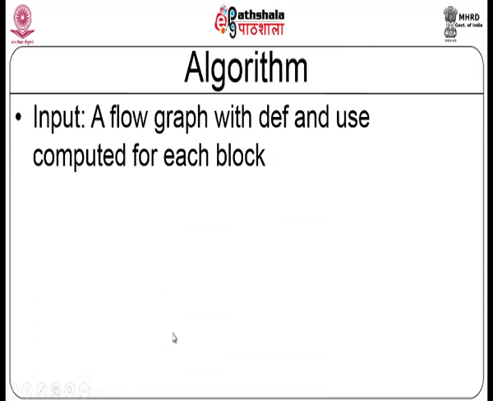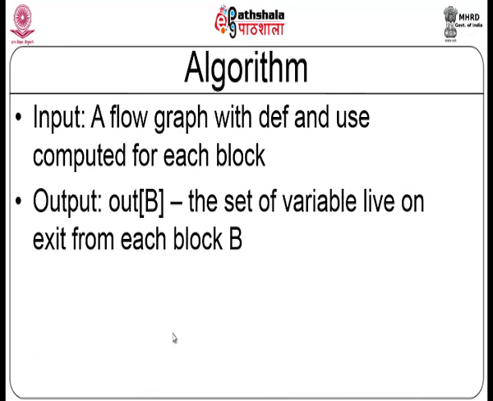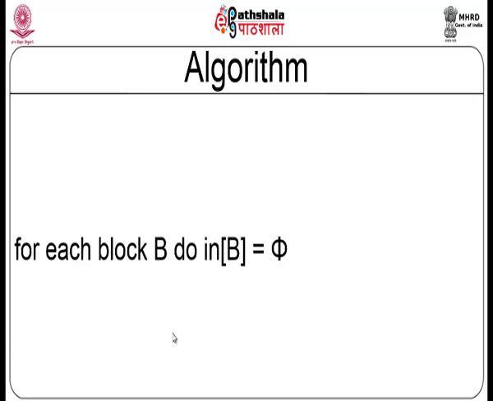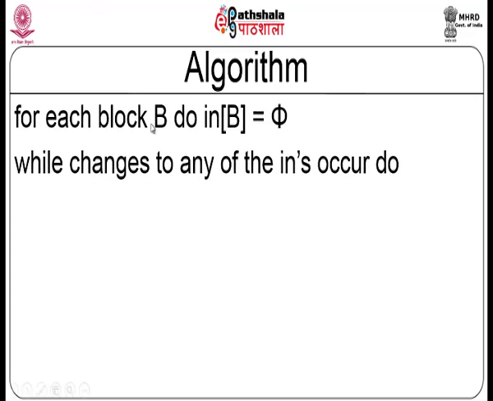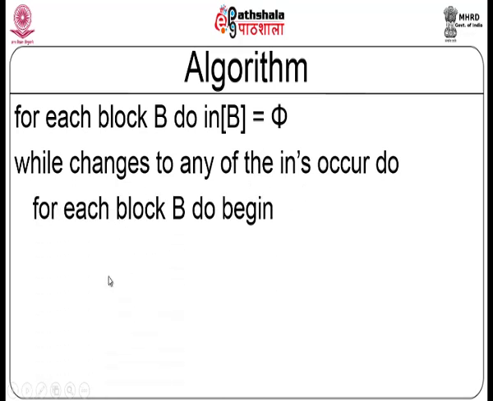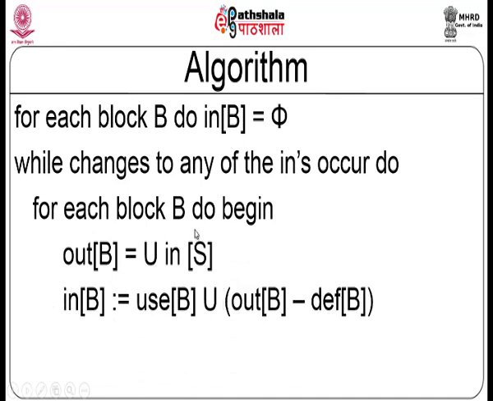So the algorithm takes a flow graph with def and use computed for each block. The output will be out of B, the set of variables live on exit from each block. Now for each block B, set in of B equal to null, while changes to any of the ins occur. Again, this is similar to using a flag variable. For each block B, out of B is equal to the union of in of S, where S is the successor block.